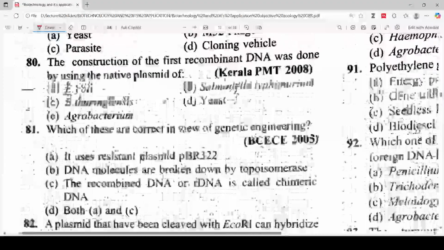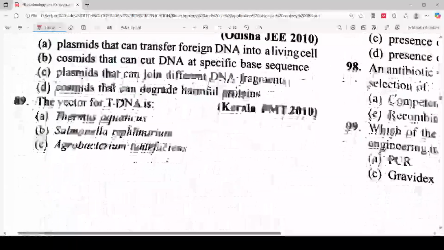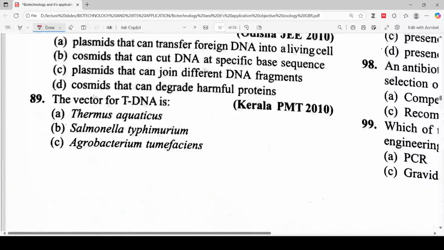Okay, let's go to the next question here. The vector Ti DNA is from Thermus aquaticus, Salmonella typhimurium, or Agrobacterium tumefaciens. So the correct answer will be option C.